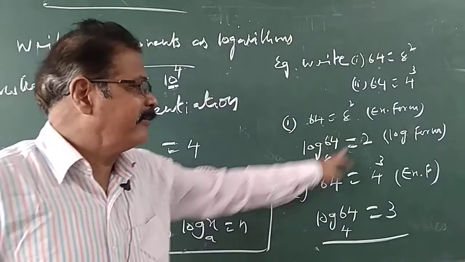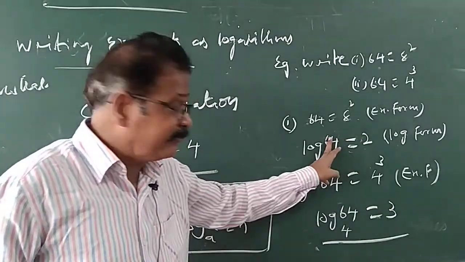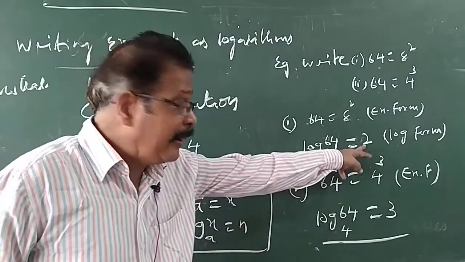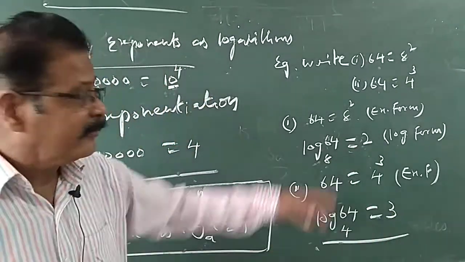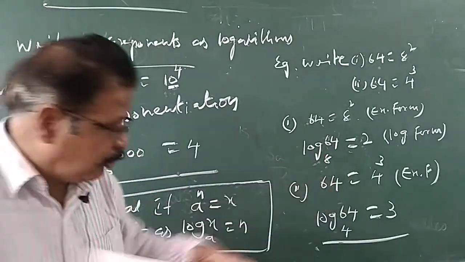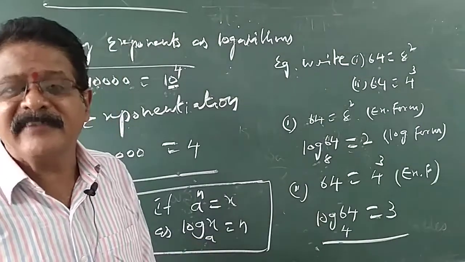Log 64 base 8 is equal to 2. Log 64 base 4 is equal to 3. This is log 64, log 64. But here its value is 2, here its value is 3. Why did it happen? Because of the different bases. So we observe this: the logarithm of the same number to different bases is different.